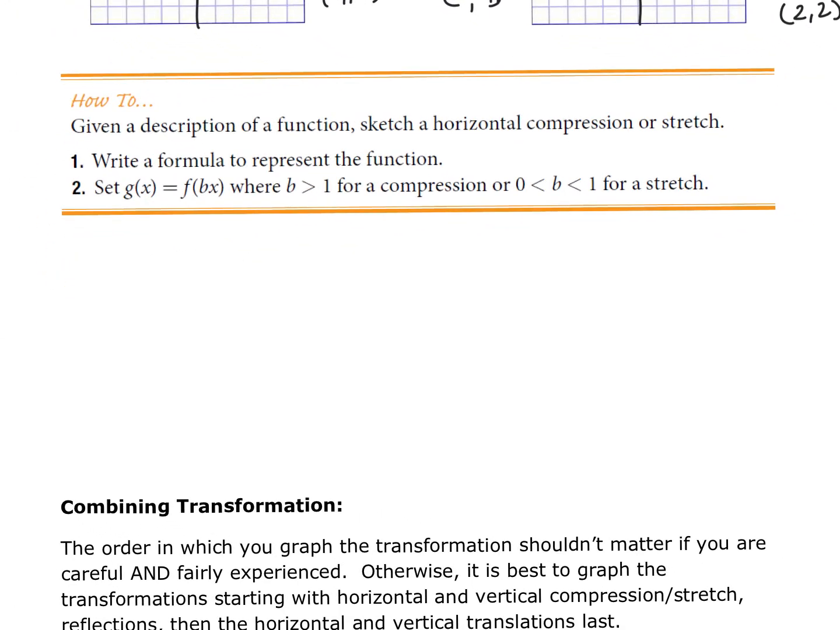So, given a description of a function, sketch a horizontal compression. First, you want to make sure it's written in the correct form, and then you do the opposite of what you see because it is a division by that b value. So if you see a 3x, then you divide by 3. If you see 1/5 x, you multiply by 5.